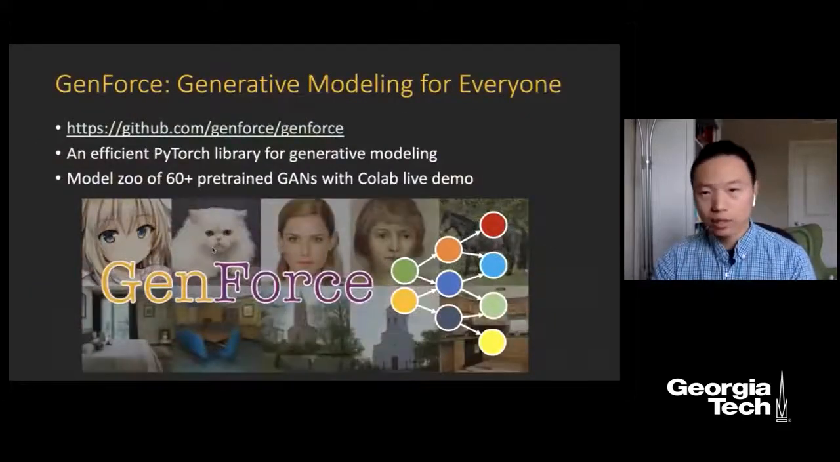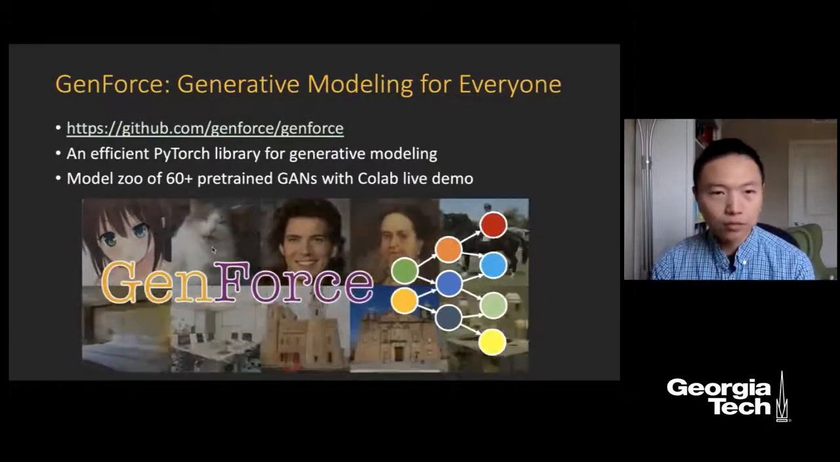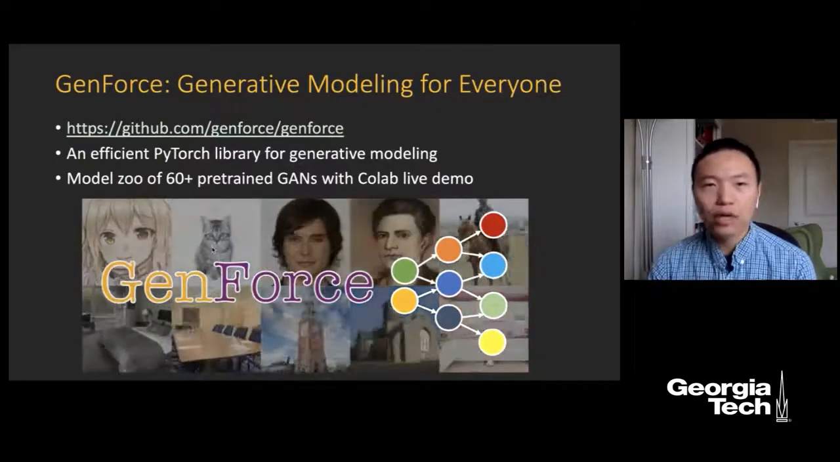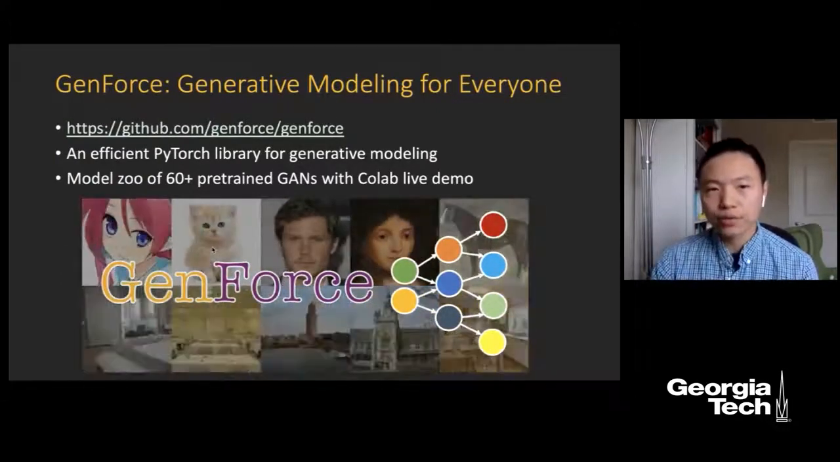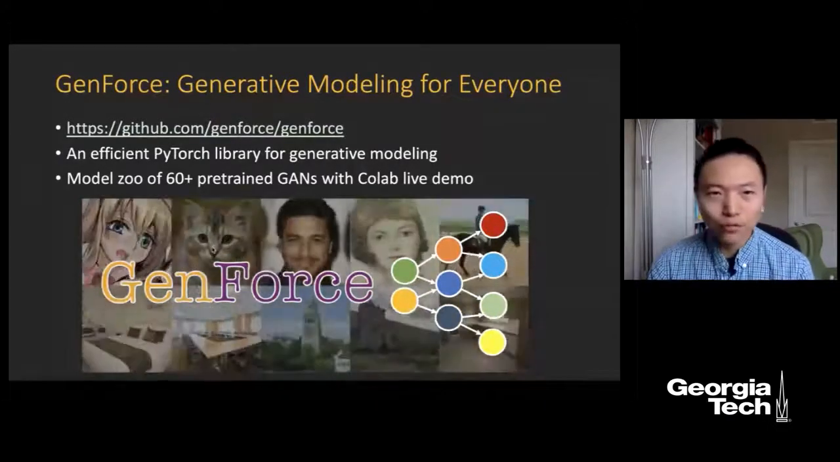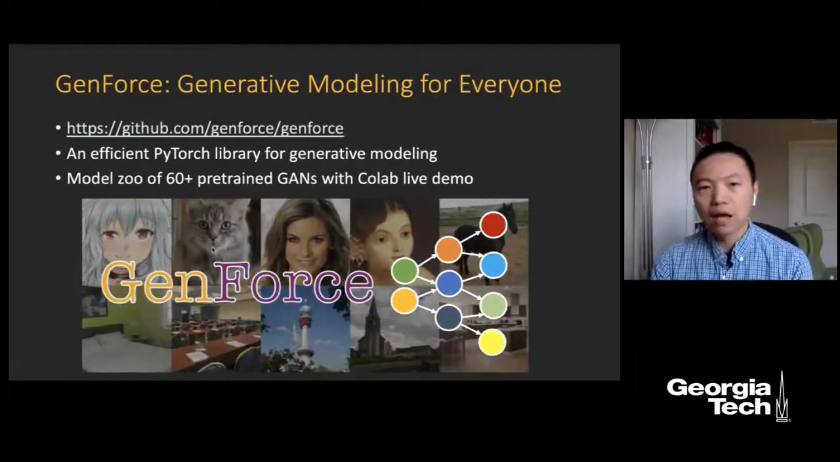Okay, so I think we're getting close to the end of the talk. Here I would like to promote another recent library we released to facilitate research for generative modeling. I call it GenForce. It's generative modeling for everyone. My students have implemented PyTorch libraries for this generative modeling. It provides many different models, more than 60 pre-trained models with Colab live demos. It also provides the training code in PyTorch for StyleGAN and StyleGAN v2.